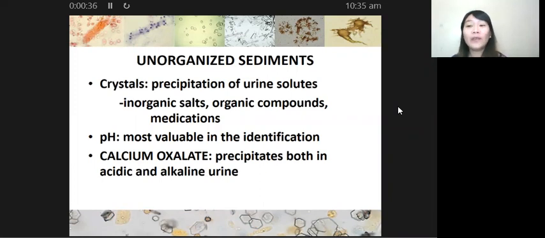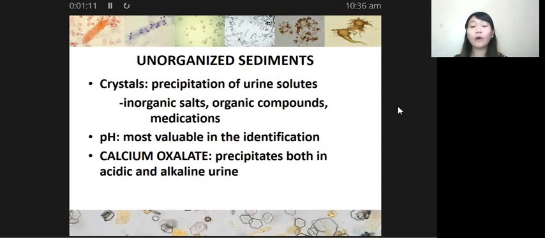Yes, so this is the last type of sediment that we will be discussing as part of our microscopic analysis. Hopefully matapos ko siya sa isang video lang. Okay, so yan, wish me luck. Alright, so katulad nga ng sinabi ko, your sediments, they are generally classified as organized and unorganized sediments. So para sa ating mga unorganized sediments, isa lang po yan, at yun ang ating mga crystals.